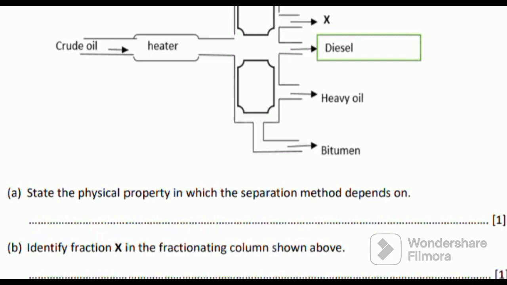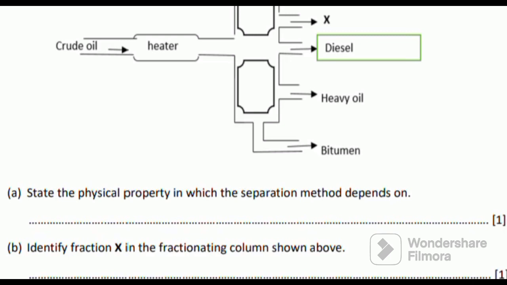Okay, question C. State one use of paraffin and bitumen. The other name for paraffin is kerosene. Paraffin is used as a fuel in aeroplanes. Paraffin is also used in lighting systems, like those lamps that use paraffin. That's the use of paraffin.